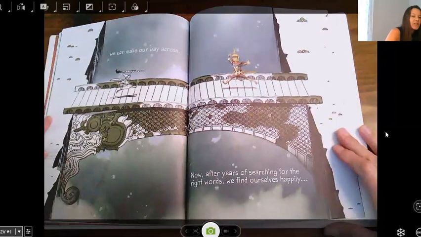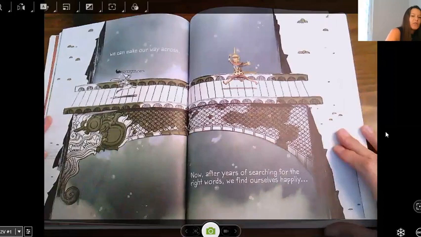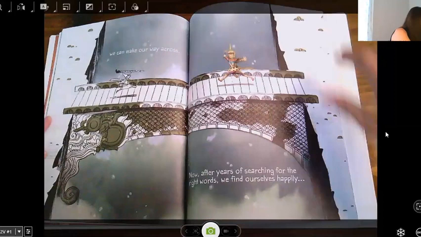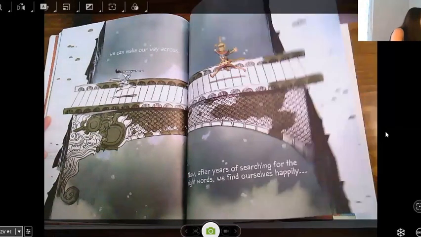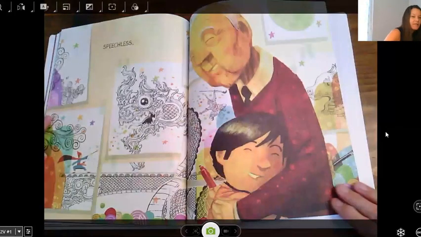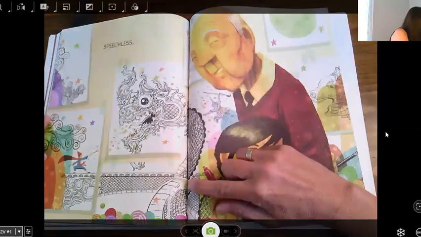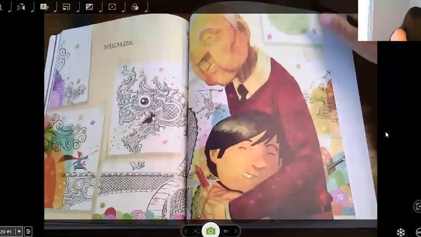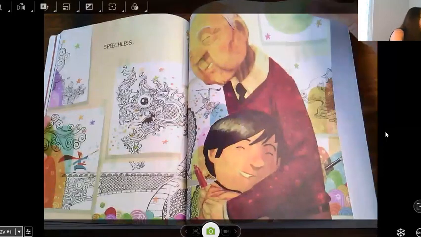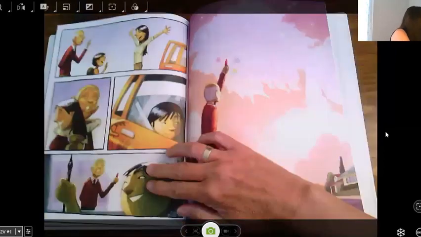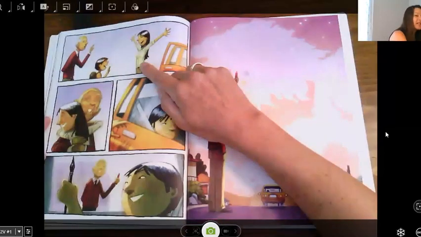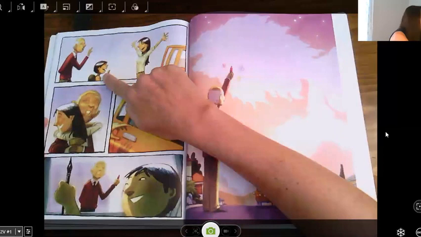Now, after years of searching for the right words, we find ourselves happily speechless. I love the Asian art back here and how detailed everything is. Beautiful. And of course, mom's happy to see the grandson. Look at that smile that he now has on the face.